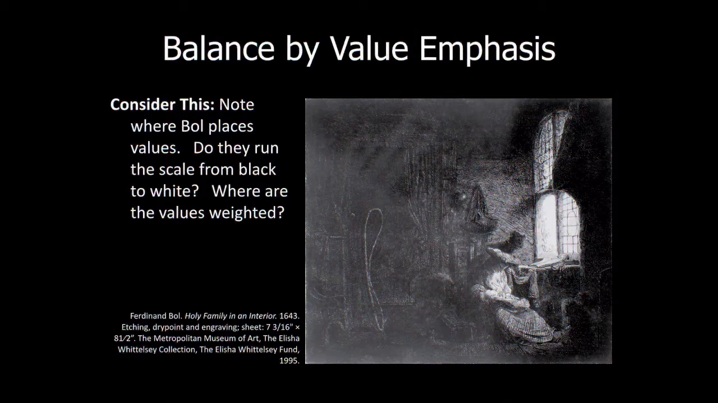And we are going to ask ourselves about this composition here. Note where Boll places the values. Do they run the scale from black to white? Where are the values weighted? So in order for an artist to use contrast to create emphasis, the artist doesn't exactly just go directly from light to dark. Instead, the fluctuations have to be a little bit more drastic.